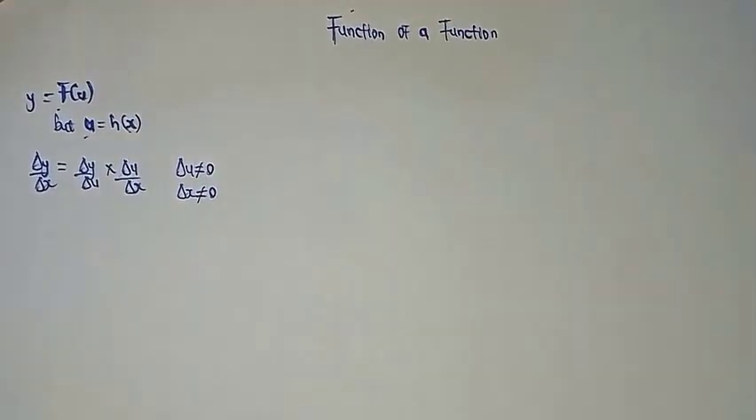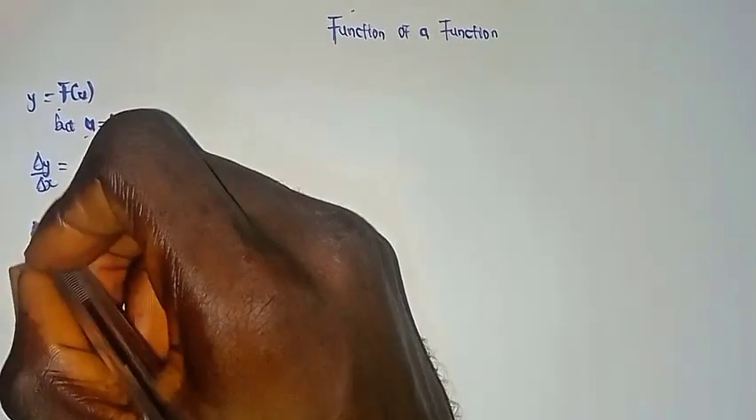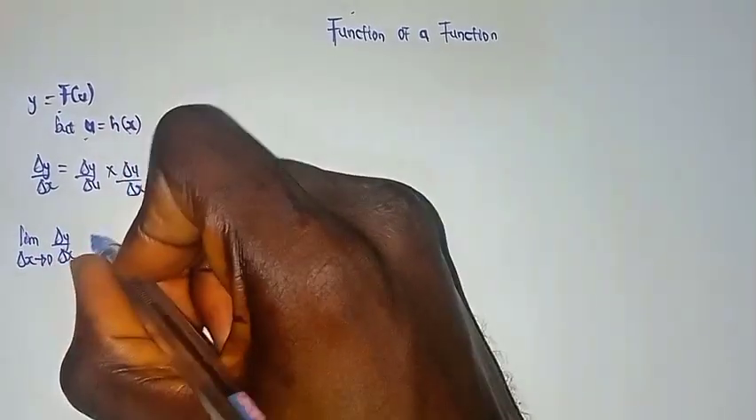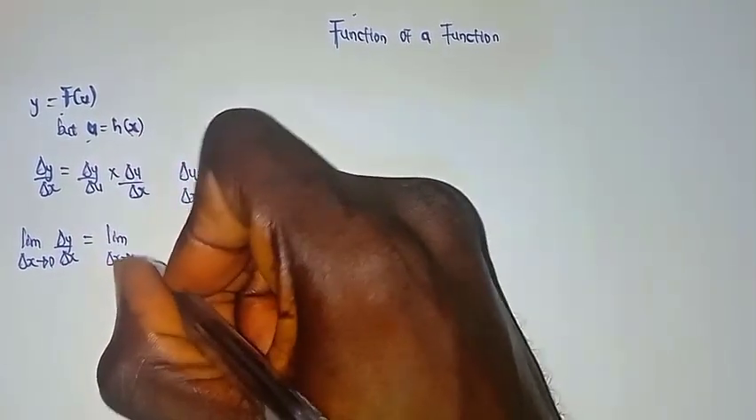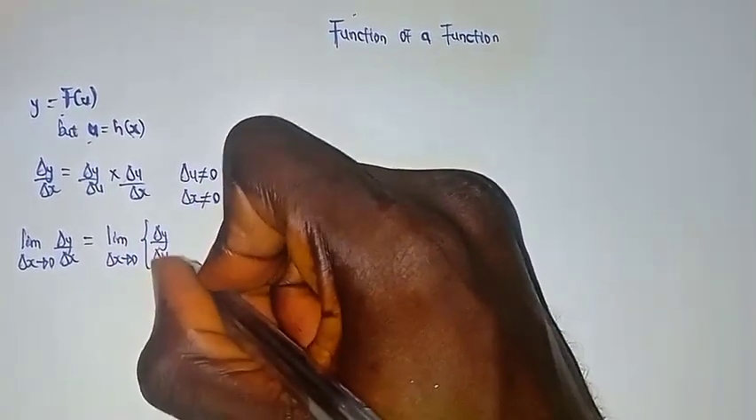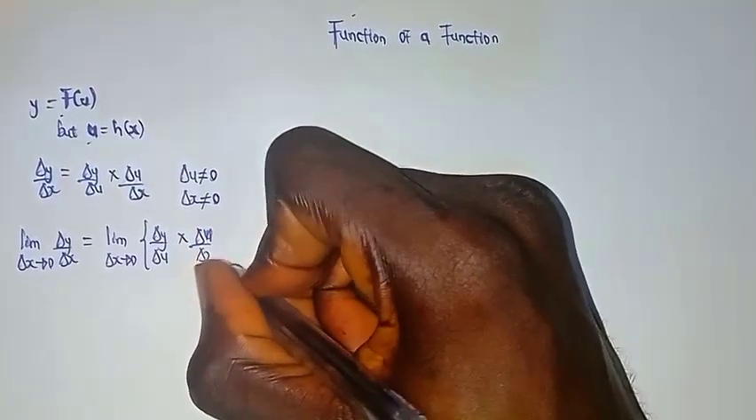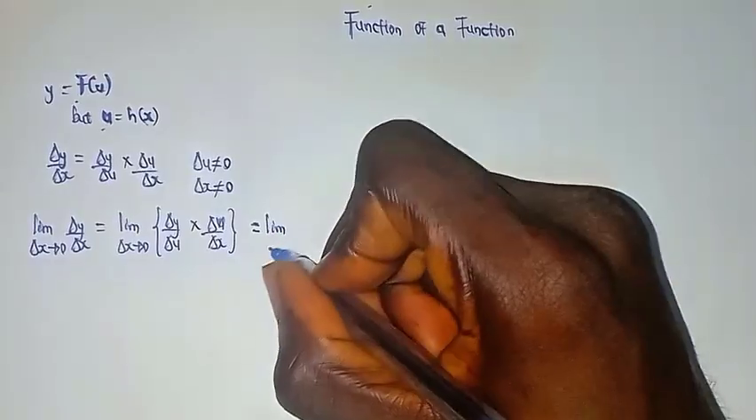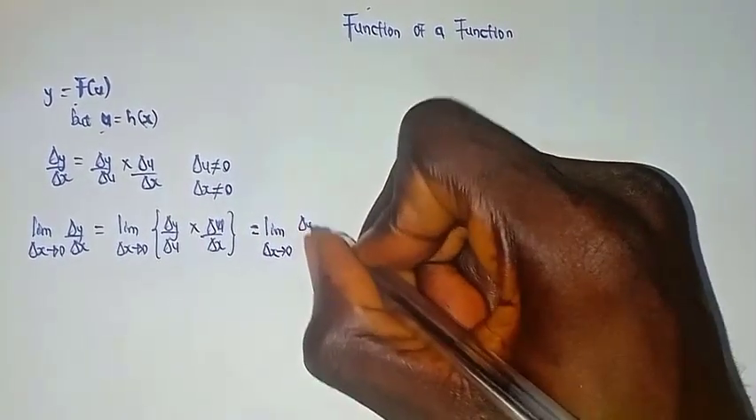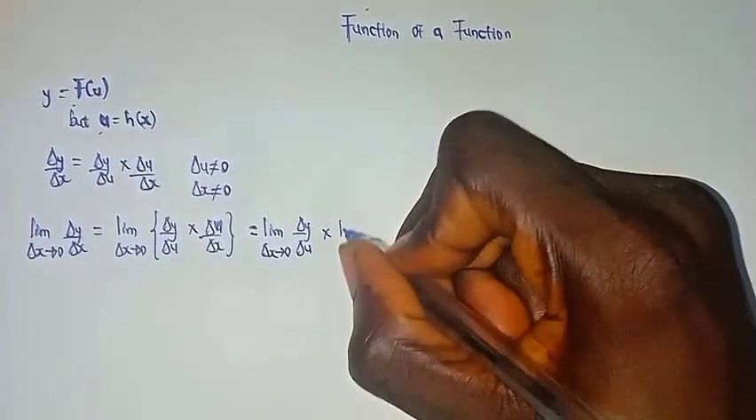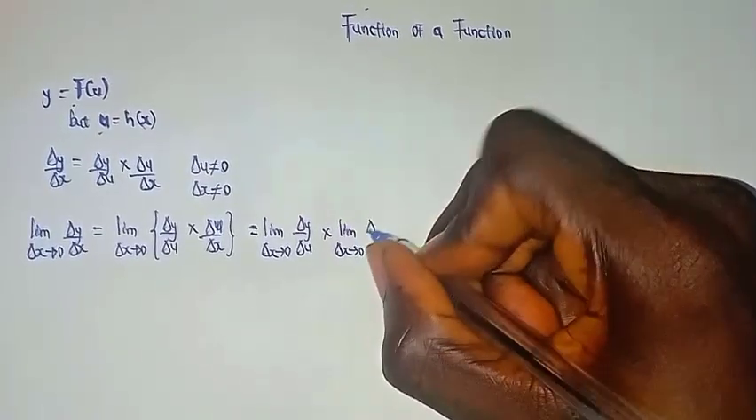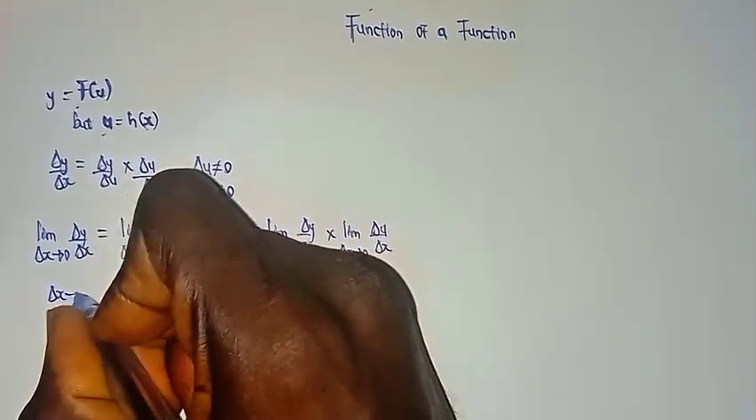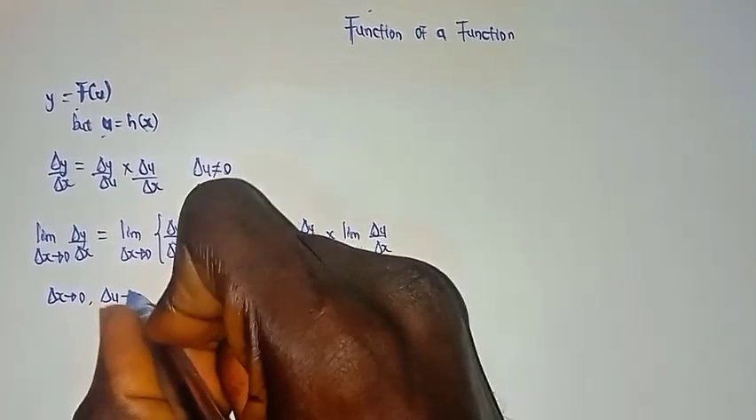So if we take the limit of this function, we have that limit as delta x approaches 0 of delta y over delta x becomes limit of this delta y over delta u multiplied by delta u over delta x, right? So if we open this up, we have that limit as delta x approaches 0 becomes delta y over delta u, right? Multiplied by limit as delta x approaches 0 delta u over delta x, right? Now we can also say that delta x approaches 0 and delta u also approaches 0, right?